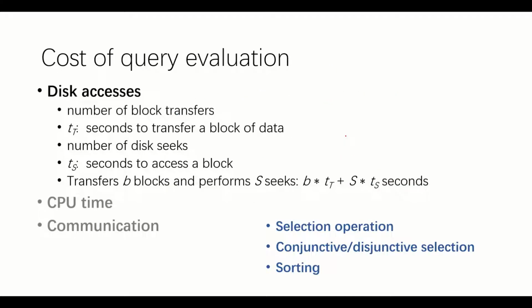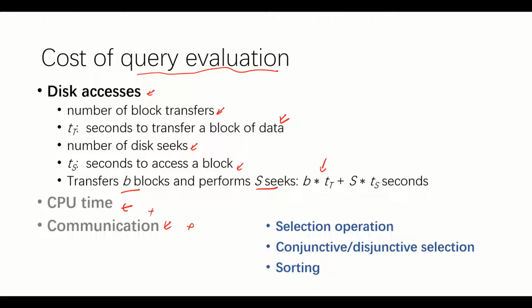Today we'll be talking about the cost of evaluating a query. We're going to use these basic definitions first: the number of block transfers, the time it takes to transfer a block of data, the number of disk seeks or accesses, and the time it takes to access a block. So if I'm going to transfer B blocks and S accesses, it'll be B times TT plus S times TS. There are two other costs included, but we are not going to consider them. We are primarily only going to be talking about disk access.